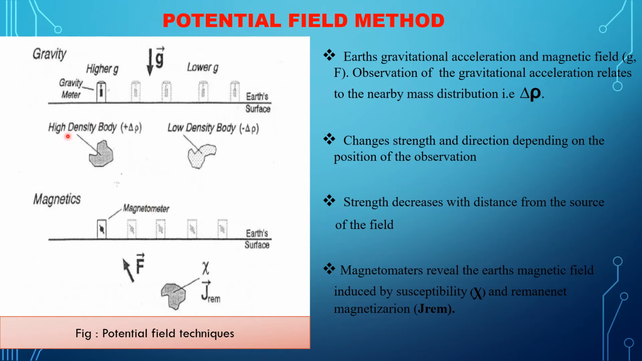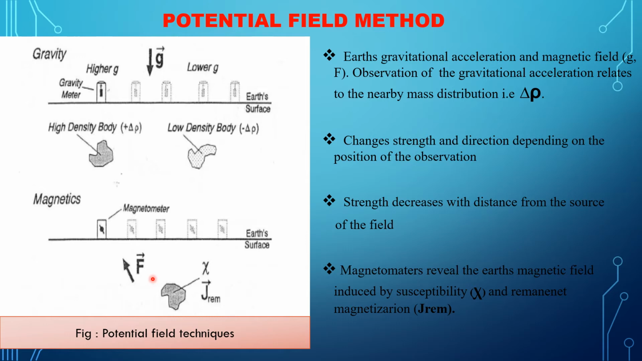And what is meant by potential field? Potential field means the field which changes strength and direction depending upon the position of observation. When the source to receiver distance increases, the strength of the gravity field decreases gradually. That is a 1 by r squared relation, GM by r squared. And for the magnetic field there is a 1 by r cubed relation. So if the distance increases, the magnetic field diminishes very fast compared to the gravity field.